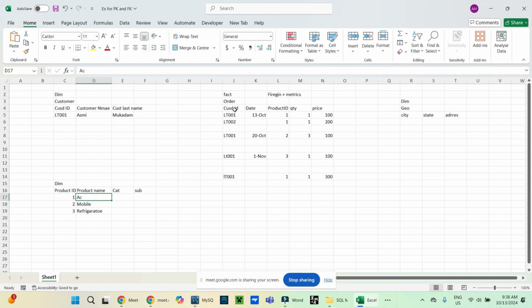Okay, and in the fact table there will always be foreign keys and the metrics, nothing else. No information of a customer, no information of our product, no descriptive information. There will always be IDs only, meaning foreign keys along with the metrics: quantity, price, date. Okay, so whatever calculation part there is will be present in the fact table, and whatever descriptive part is there will be present in a dimension table. So in the dimension table there will always be a primary key.